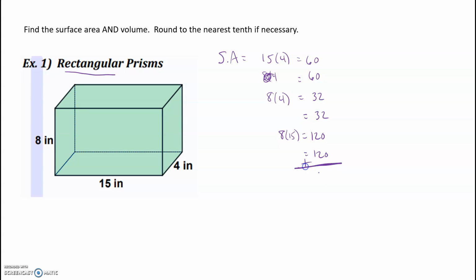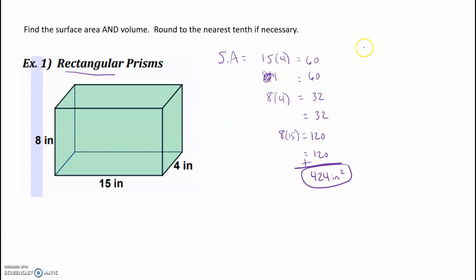And then you add all those up. So you're adding the top, bottom, left, right, front, and back. We've got 60 and 60 is 120, plus 32 and 32 is 64, and 240. When we add them all up, we get 424 inches squared, because we are talking about area still. So when you're talking about surface area of a prism, you find the area of all the surfaces and then add it all up.